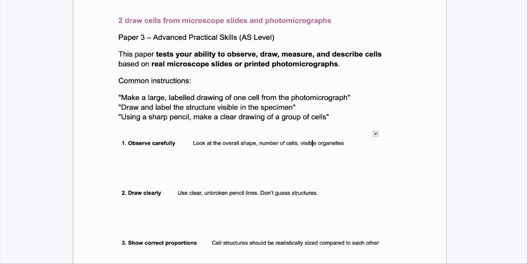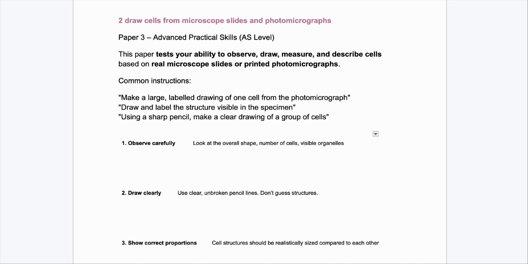But this is for paper 3, which is advanced practical skills. You'll basically be asked to draw what you see. It's very similar to what you did in IGCSE biology. If you did that in paper 6, you will be given a picture and you have to copy that, maybe larger, smaller, it depends. Do you get what I mean? So you have to draw what you see, and then you have to label the cell structures accurately, and then you have to possibly include scale bars and magnification if it's known. So the common instructions here would be: make a large labeled drawing of one cell, draw and label the structure using a sharp pencil, make a clear drawing. So it's very similar to paper 6 if you did that.